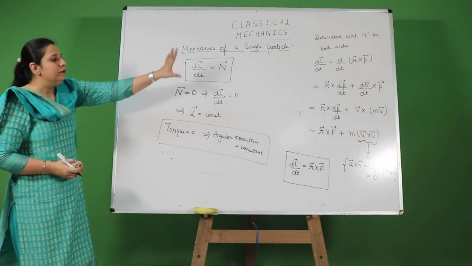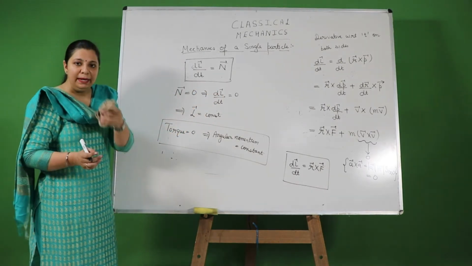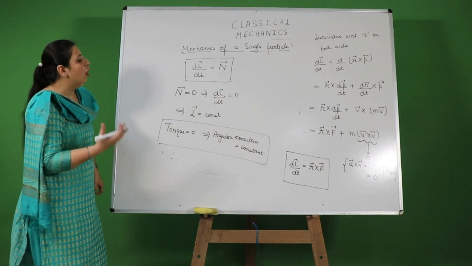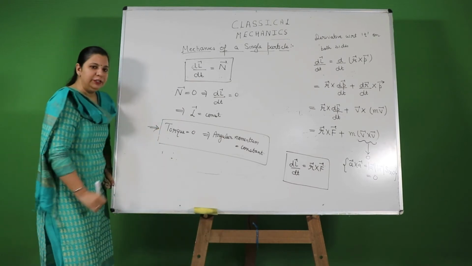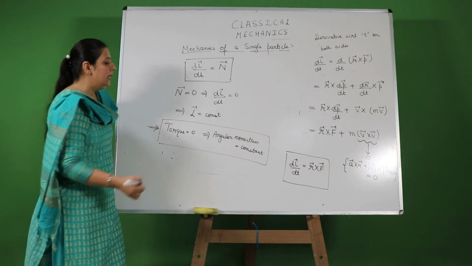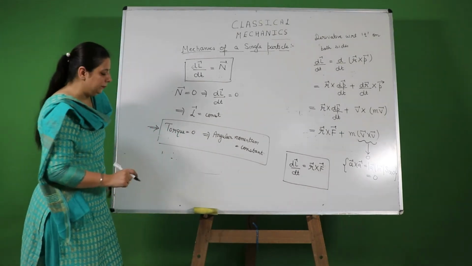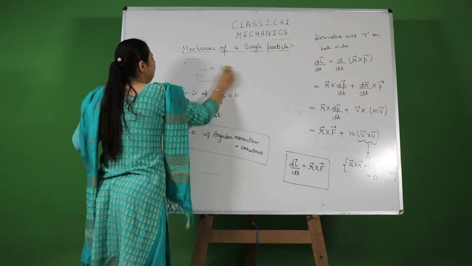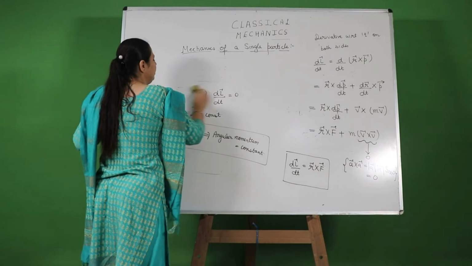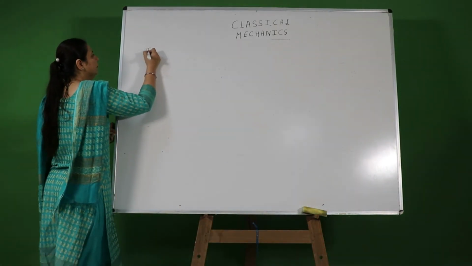So first, which talks about the translational motion, we have linear momentum as constant. When we talk about rotational motion, we say that when external torque vanishes, then angular momentum of the system is a constant of motion. Last but not the least is conservation of energy. So third is conservation of energy.